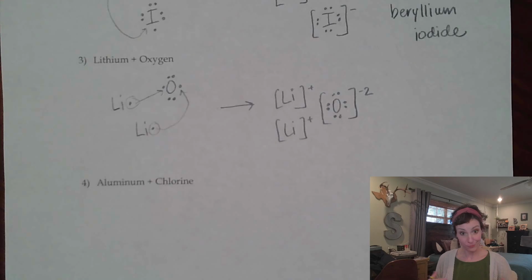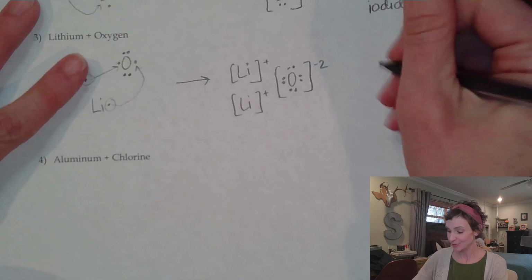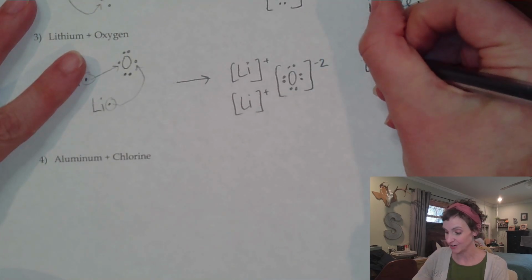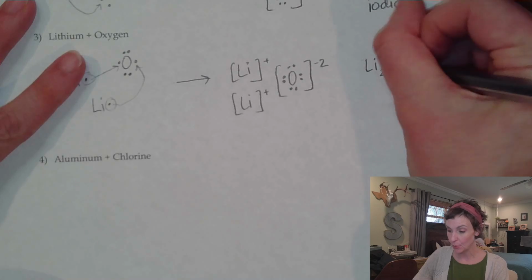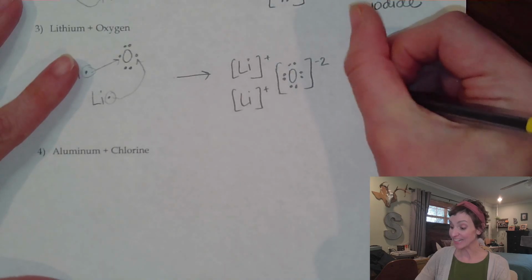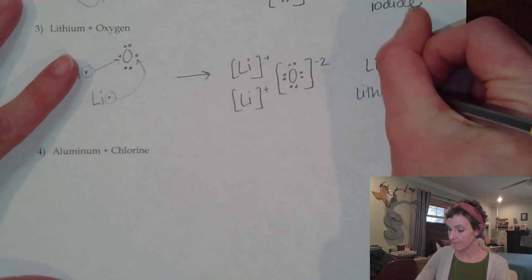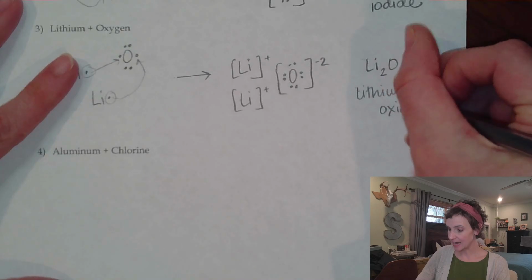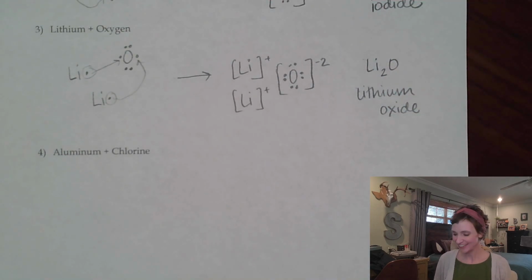So here we go and write a formula again, except I got 2 lithiums for every 1 oxygen. So in my formula, I got to show that ratio. I got Li2O. So guys, this is the formula for lithium oxide. Lithium oxide. We love this.